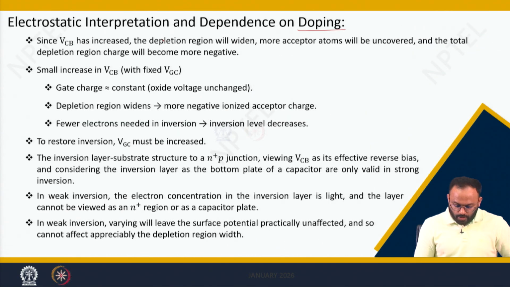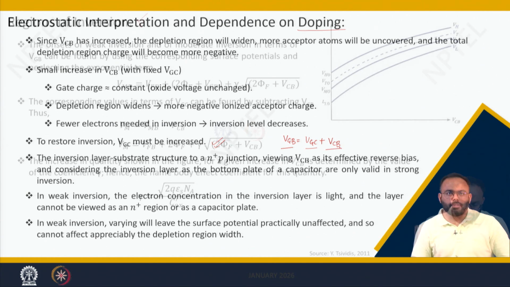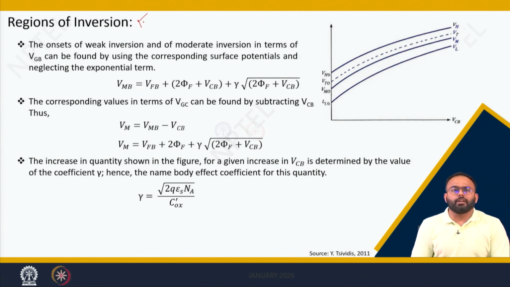So to restore the inversion, the VGC should be increased. That's what we have already discussed, as VGB is equal to VGC plus VCB. So the increment in VGB will be higher than VCB. Let's see different reasons of inversion.